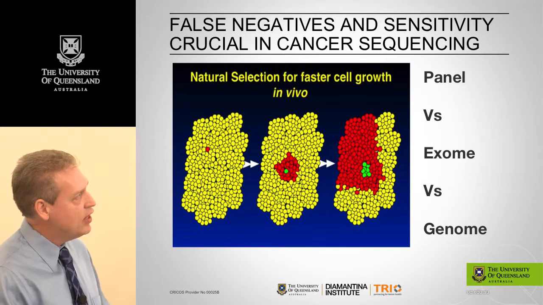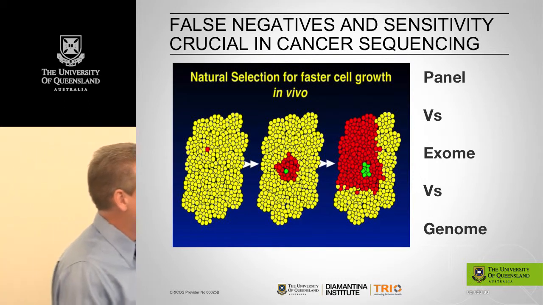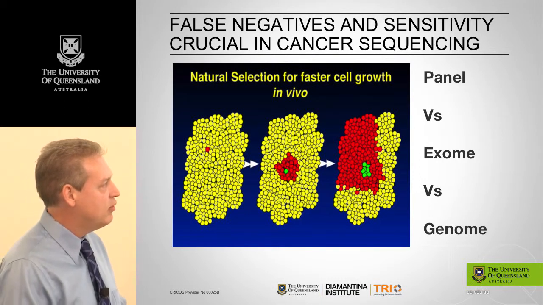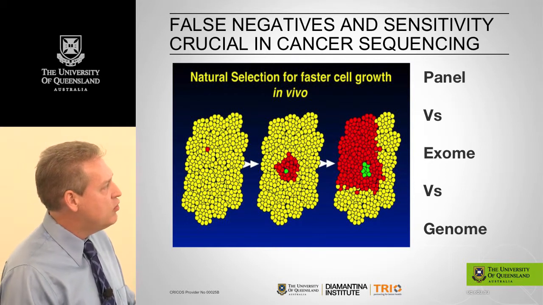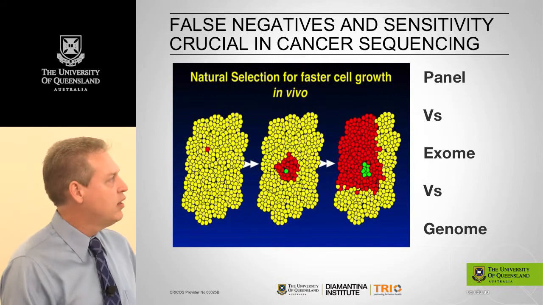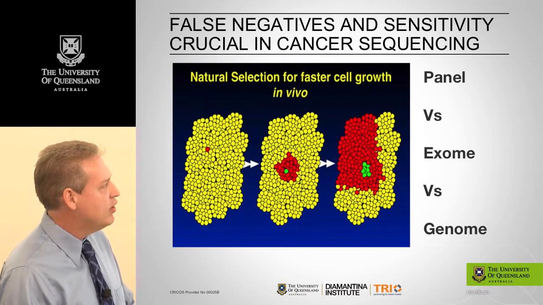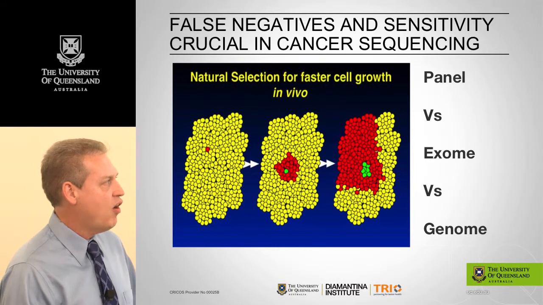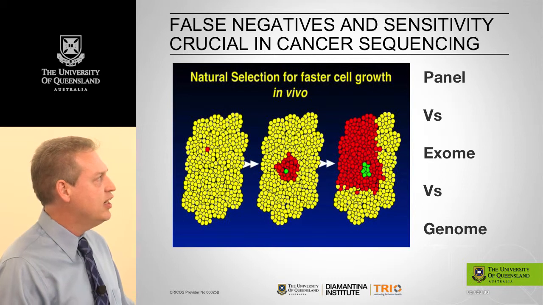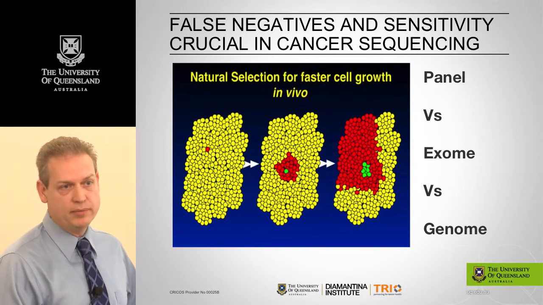So in cancer sequencing, this is particularly important. Here's a piece of tissue, and imagine these red cells here are a cancer. So you can imagine if you have this sample here, a small amount of cancer in this tissue of normal tissue, this is a low tumoricity sample. This is a high tumoricity sample. You're going to need a lot more sequence reads to find this one.